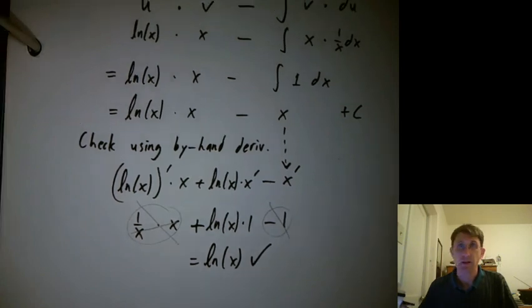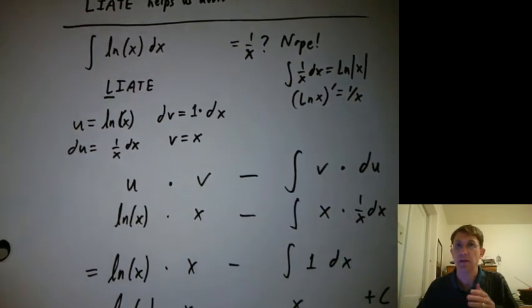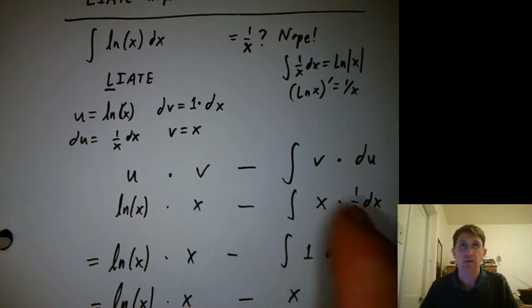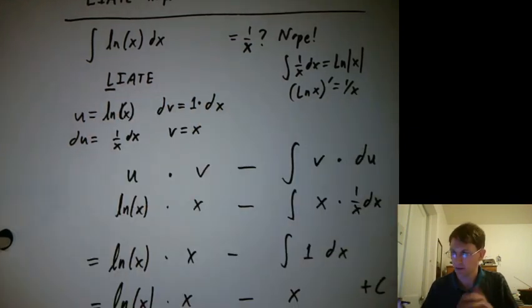So it feels a little unusual to begin with to say dv equals dx or dv equals 1 dx, but it all works out. LIATE gave us a hint toward using the log as the first thing.